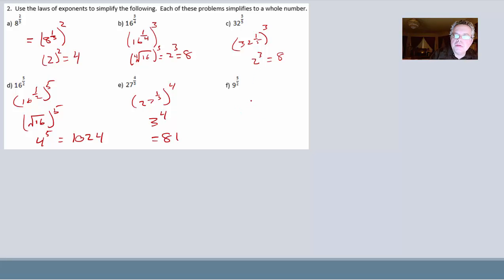Last one. So we're going to break this up as 9 to the 1/2 to the 5th. 9 to the 1/2 is the square root of 9, which is 3. So 3 to the 5th, which is 343.